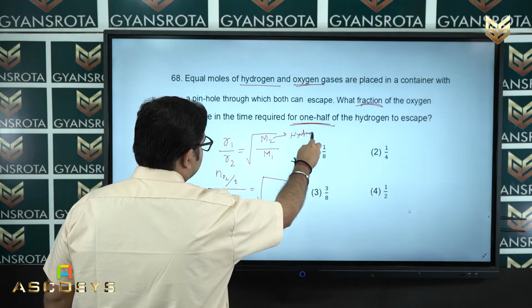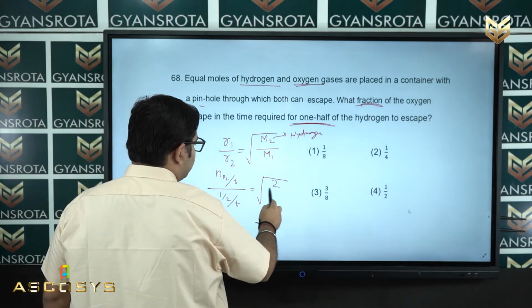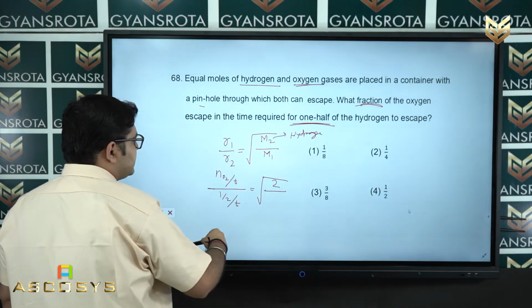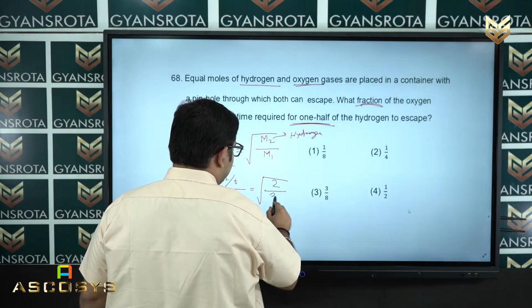Now M2 is nothing but the mass of hydrogen. So what is the molecular mass of hydrogen? That is 2, and for oxygen it is 16 plus 16, which is 32.